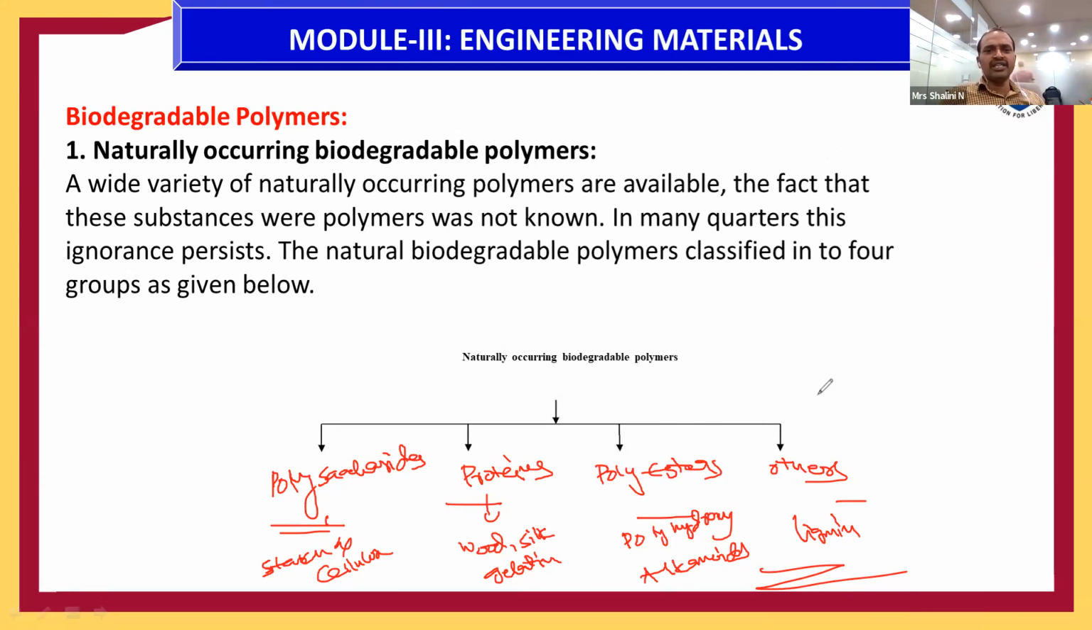So these are the naturally occurring biodegradable polymers: polysaccharides, proteins, polyesters, and others.